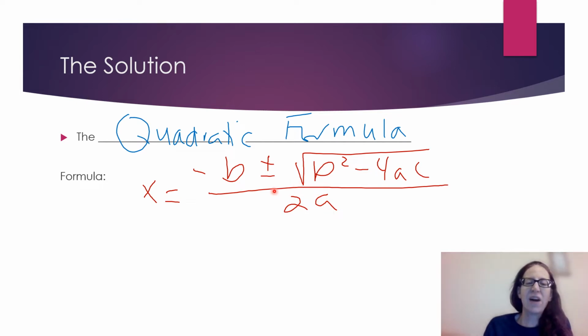Okay. Now, this is not my favorite formula. We've got that indecisive plus or minus. We have a square root. We have a couple negatives floating in there, and the whole thing is a fraction. What could go wrong?